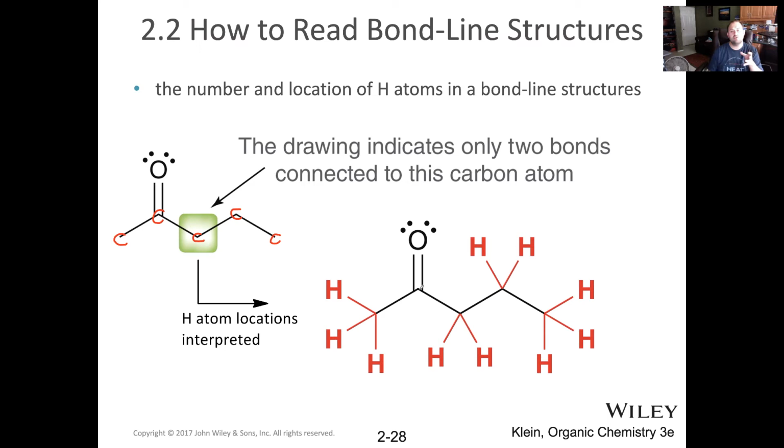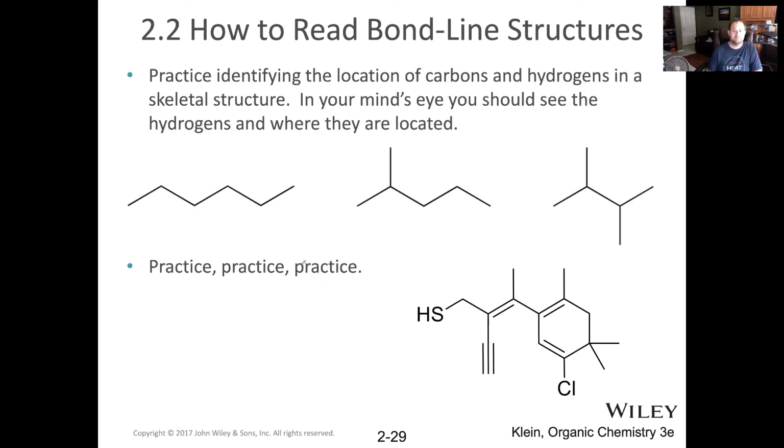So the hydrogens are understood because we know the rule, unless the carbon atom is charged, it must have 4 bonds, which is equivalent to 8 electrons, the happy octet. So that's how we know where the hydrogens are located. So you just have to practice that, just draw some bond lines or find them online, and just try to figure out if you can see and visualize where all the carbons are, and then where all the hydrogens are.